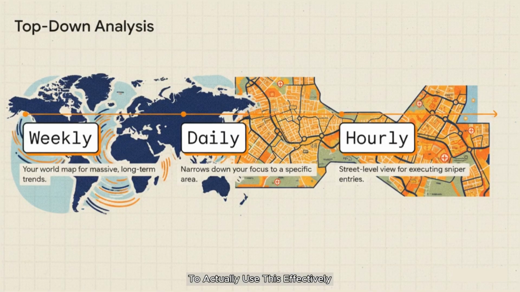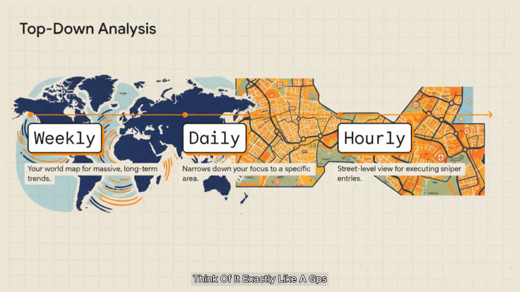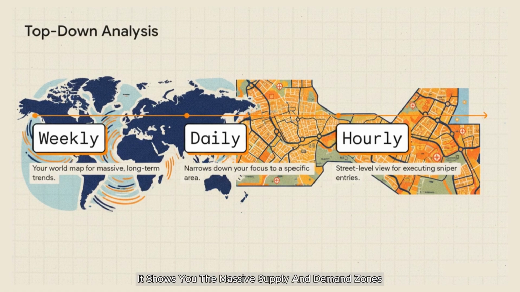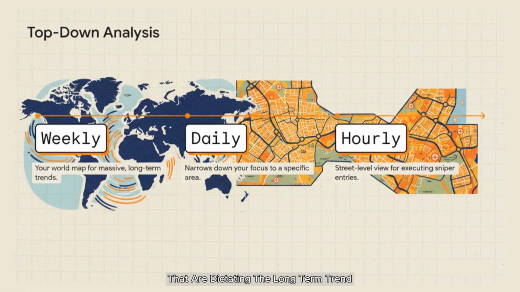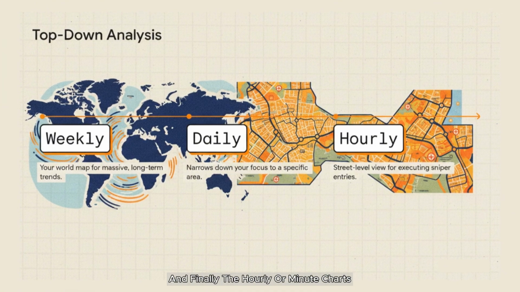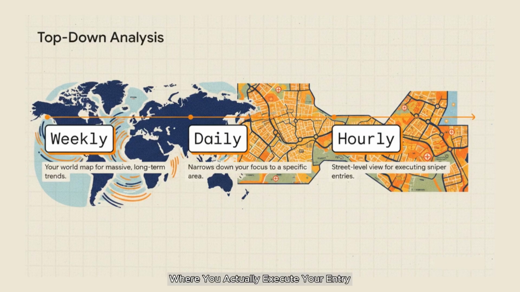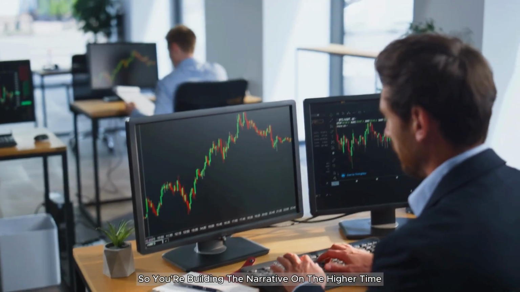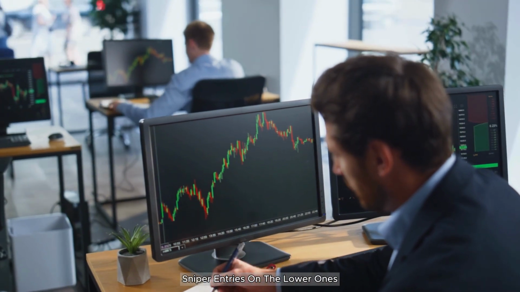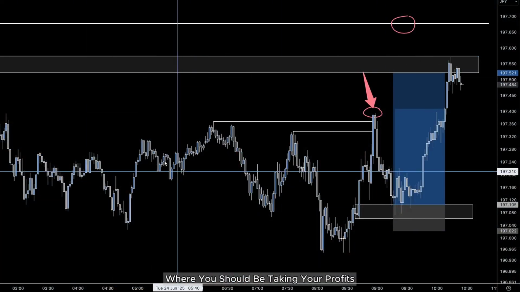To actually use this effectively, you need to employ top-down analysis. Think of it exactly like a GPS. The weekly chart, that's your world map. It shows you the massive supply and demand zones that are dictating the long-term trend. Then the daily chart narrows down your focus to, say, a specific state or city. And finally, the hourly or minute charts, those are your street-level view where you actually execute your entry. So you're building the narrative on the higher time frames, and you're hunting for those precise sniper entries on the lower ones.